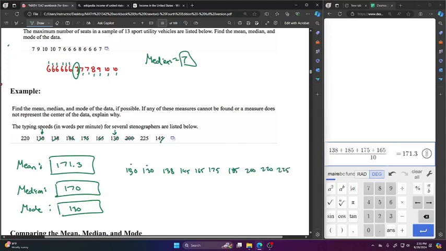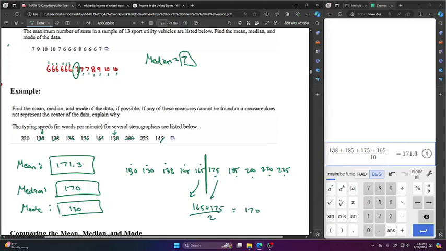So yeah, 1, 2, 3, 4, 5. 1, 2, 3, 4, 5. We're looking right here in the middle. Yeah, it's 170. Oh, look at that. So yeah, 165 plus 175 divided by 2 is 170. Cool.